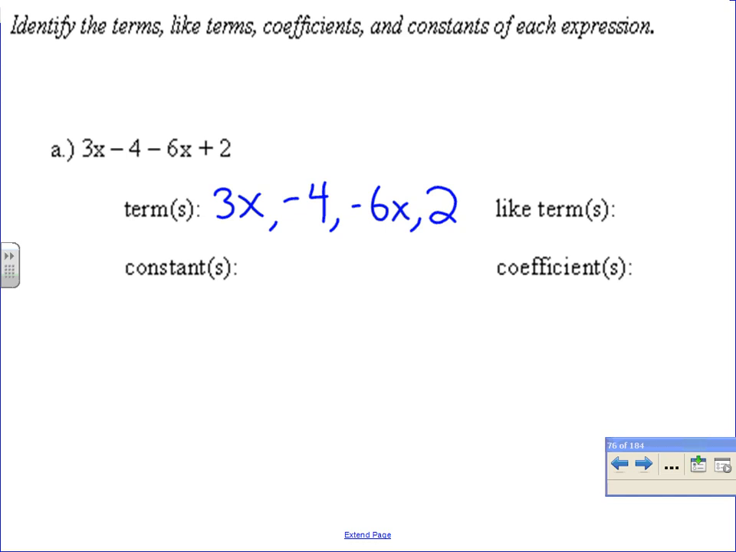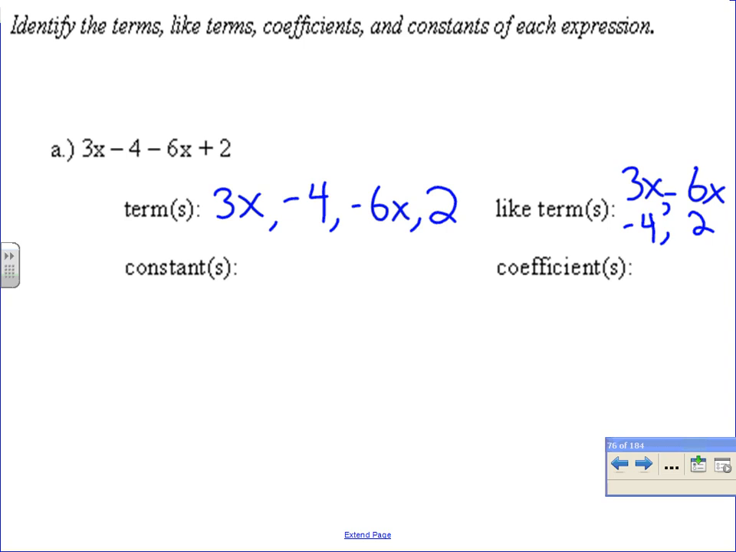Okay, like terms. We're bringing it down like 4 grade levels. Like terms. Can you guys give me 2 sets or 1 set, whatever you think there is, of like terms? Sean? Good. What else? Do you know if there are any other like terms, Sean? Great job. So the like terms are 3x and negative 6x. And then the other set of like terms are negative 4 and 2. They have the same variable parts, therefore they are like terms.